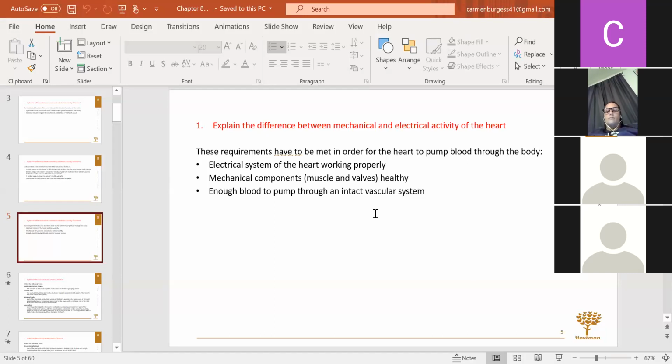Because if it wasn't intact, if your leg was cut off, would you be getting enough blood around your body? No, because it would be getting out. But would that be a mechanical or electrical problem? No. So does that make sense? That concept makes sense to everyone?